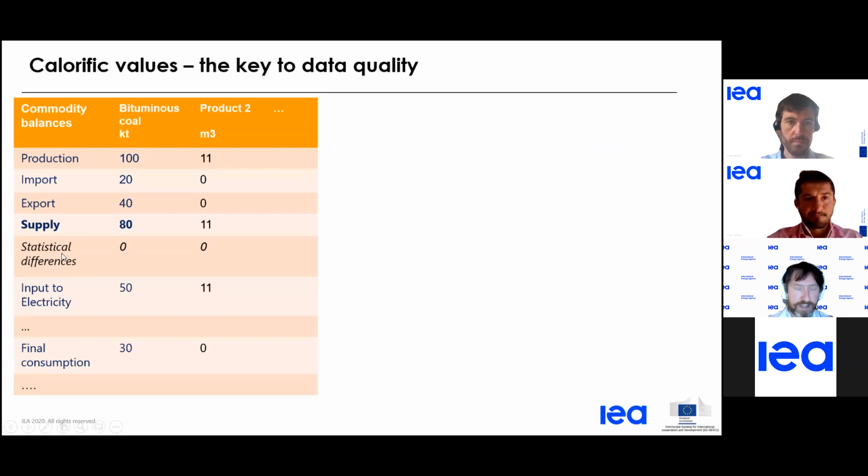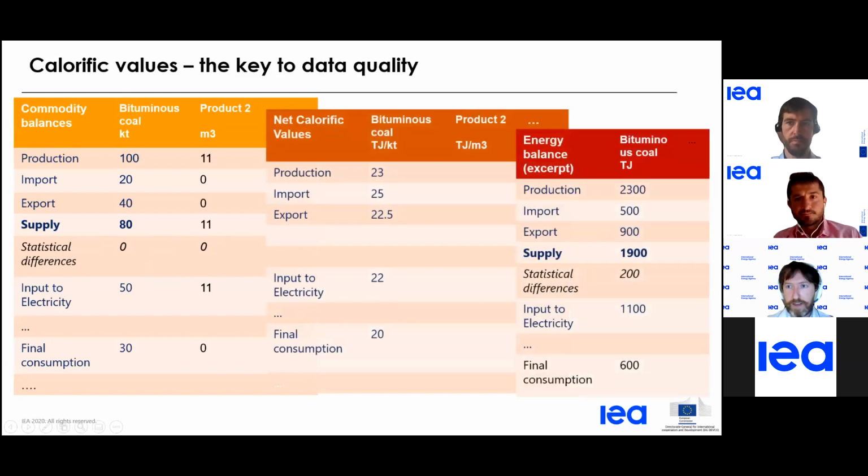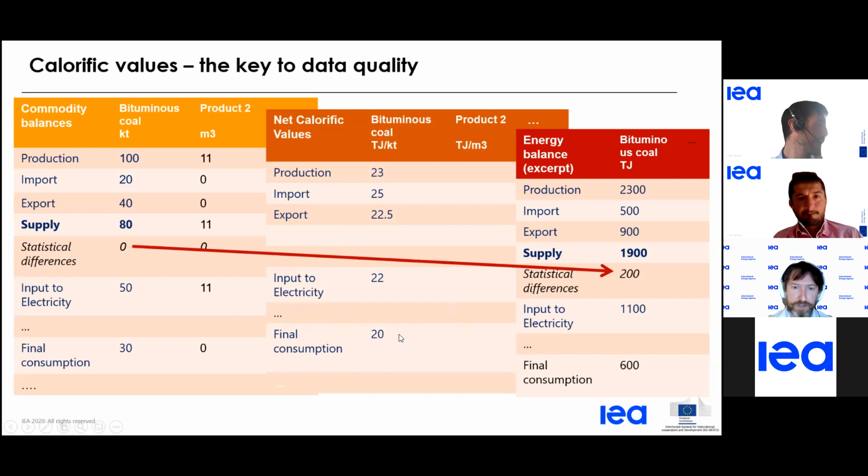For instance, this country has an ideal commodity balance with zero statistical difference between supply and demand. However, if we look at the energy balance, we see that there is a statistical difference of 200 here. And this is because there is likely an issue with the calorific values that are used. So if we look at the calorific values, we can see that the calorific value used for consumption is 20 terajoules per kiloton. However, the values for production, imports, and exports are all in the range of about 22 to 25 terajoules per kiloton. Therefore, it's possible that there is a problem with the consumption value, that maybe it's too low. So this could be worth double checking.